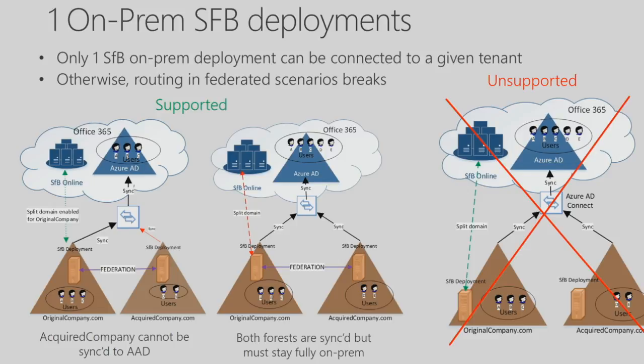And so the combination that makes things break is when you try to do all of it at once, right? Where basically you're syncing from both forests and you enable the split domain. What happens is that Skype for Business Online doesn't understand that a user coming in from acquiredcompany.com is actually not part of originalcompany.com, and it's not going to be able to find it.